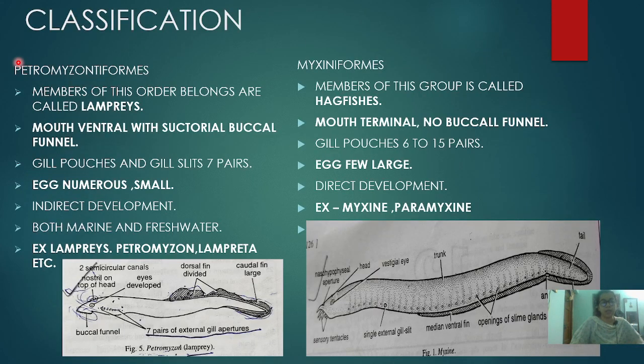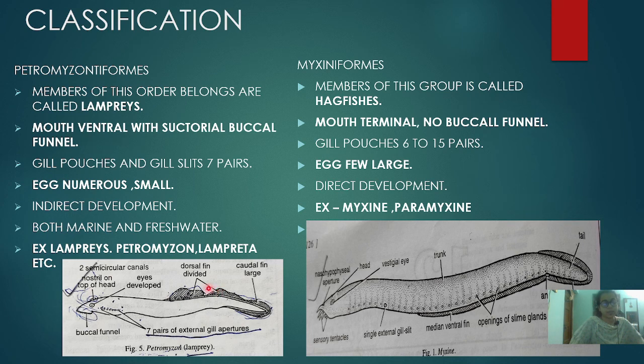Moving to the classification of the Cyclostomata, these are divided into two classes. First is Petromyzontiformes, whose members belong to the Lamprey. So, all the Lamprey category, that is Petromyzon, Lampetra, etc. belong to this category. This is the example of Lamprey or Petromyzon. You can see here they have the suctorial mouth in the buccal funnel and two semicircular canals for the hearing purpose. Eyes are also present, and the nostril is on the top of the head.